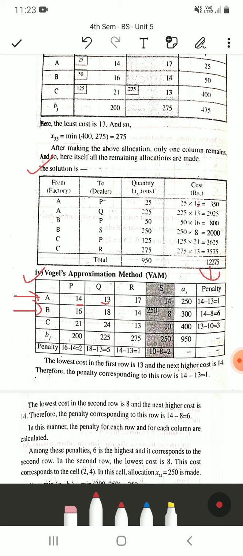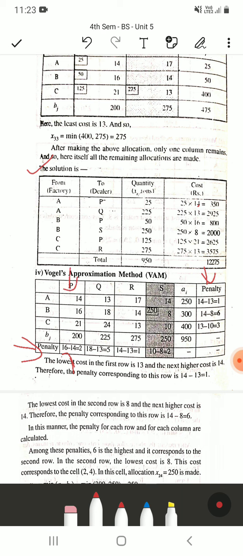Similarly for the next row, check the least value, which is 8. The next least value is 14. Take the difference. So it is 14 minus 8, it is 6. Similarly for C, the least value is 10. The next least is 13. So the penalty is 3. So we have completed penalty for all the rows. Now we will check penalty for all the columns. So make another row in the bottom and write it as penalty.